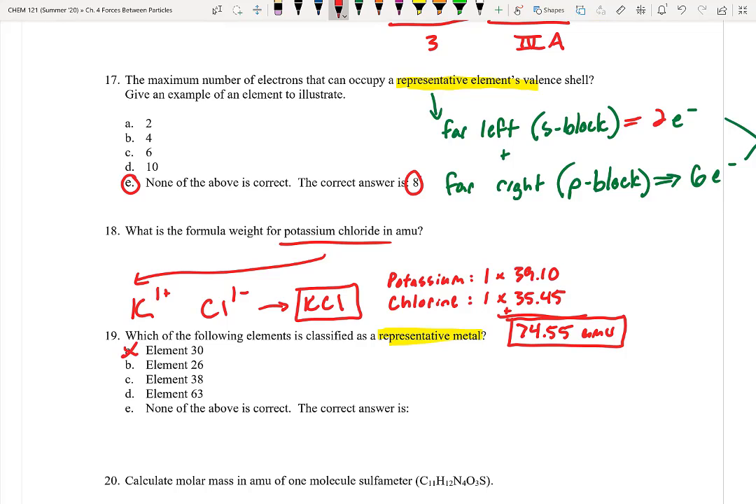Then element 26 is iron. Again, that's in the middle portion, so that doesn't count. Element 38 is strontium. Would that count? Yeah, I'd say that's in group 2A. That's in the S block, right? The first 2 columns are in the S block, so I'd say that counts. But let's check element 63 really quick. So element 63 is actually underneath the periodic table. Underneath the periodic table doesn't count. That's the F block. So we'll cross that out.